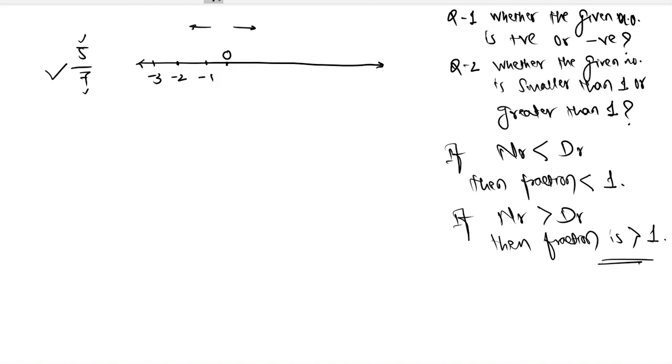Right? In this case, 5 by 7, 5 is the numerator, 7 is the denominator, and 5 is smaller than 7. Numerator is smaller than denominator. So this fraction is smaller than 1. So if it is smaller than 1, then it lies between 0 and 1.